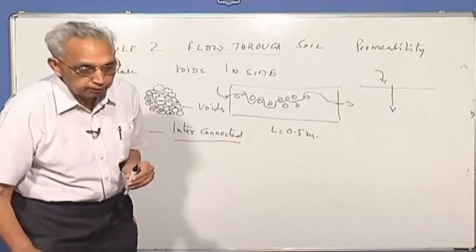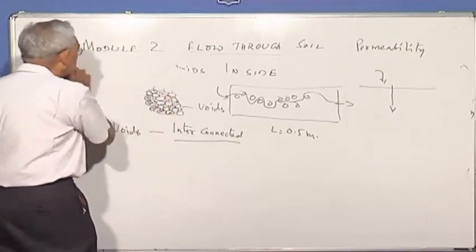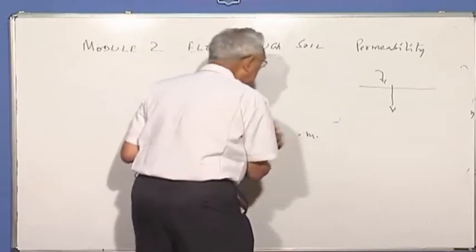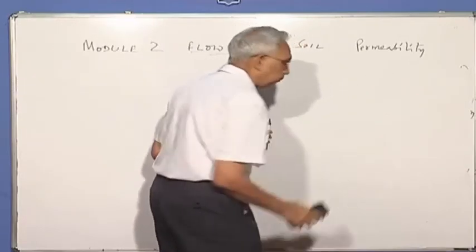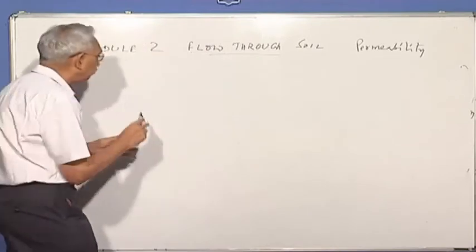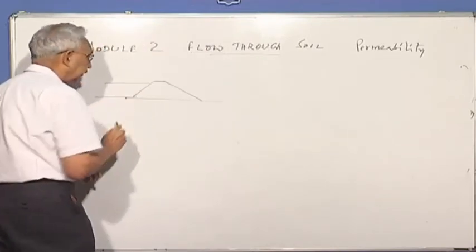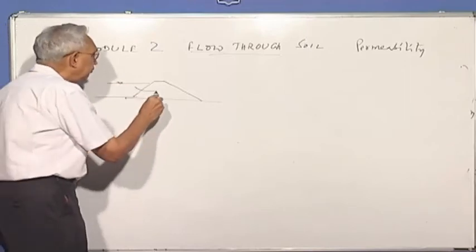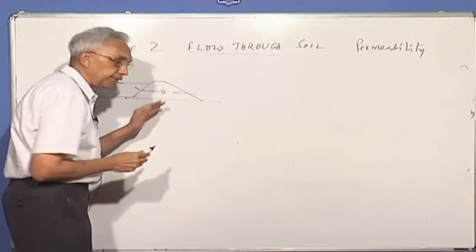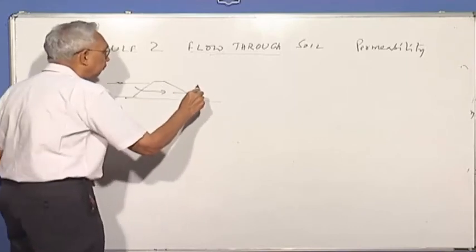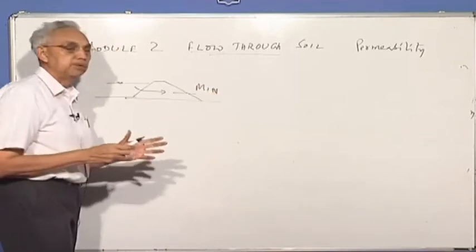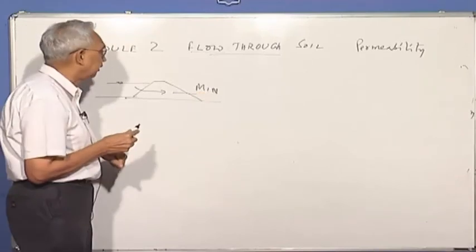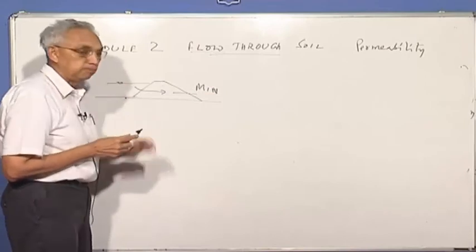Because in many civil engineering structures we use soil as a barrier. For example, I want to build a dam so that I can store water. Here is the reservoir on the upstream side. I have to make sure that the losses through the dam are minimum. There is no way you can make it zero, because soil still has some voids and there can be some loss. So you would like to know how much.